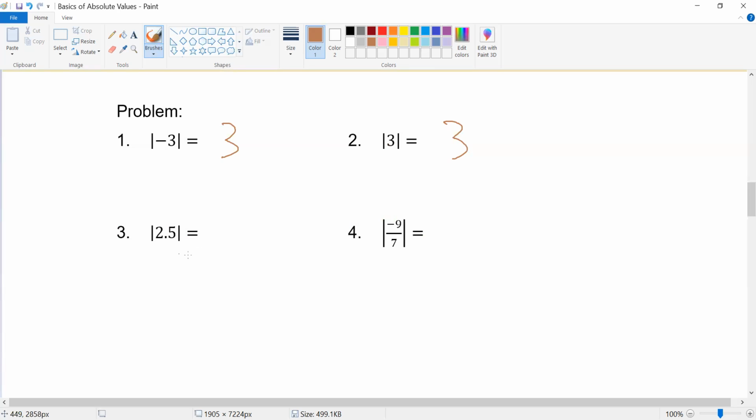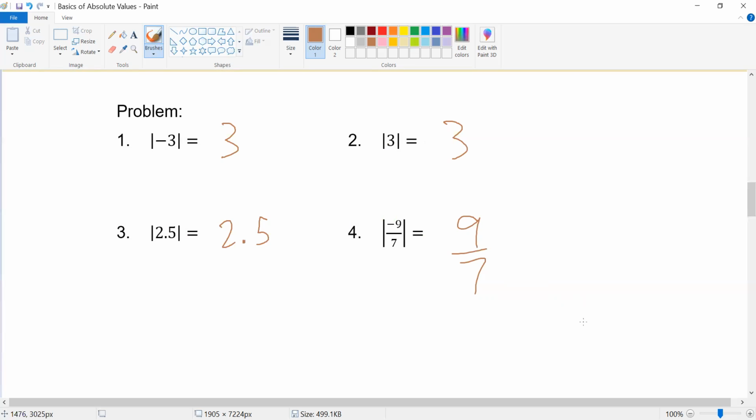So in the last two problems, number 3 and 4, it's asking us for the absolute value of decimals and the absolute value of fractions. It doesn't actually matter. We're just always going to get back positive values. So in number 3 here, the absolute value of 2.5 is also going to be 2.5. And the absolute value of negative 9 over 7 would just be 9 over 7.